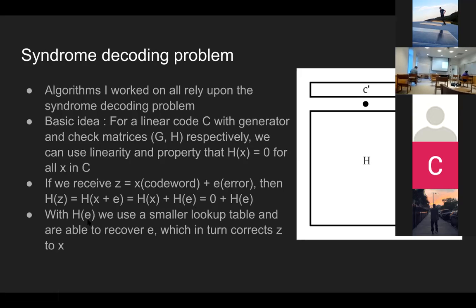And the syndrome decoding problem is that given this here, H times E, you have this smaller lookup table basically that uniquely maps this to E. And then that in turn corrects Z to X, sorry. So the syndrome decoding problem is basically given this, you want to find this. And this is what each of these algorithms rely on at the most fundamental level. Some of them are a little bit more complicated, but this is the main idea behind a lot of code-based cryptosystems.